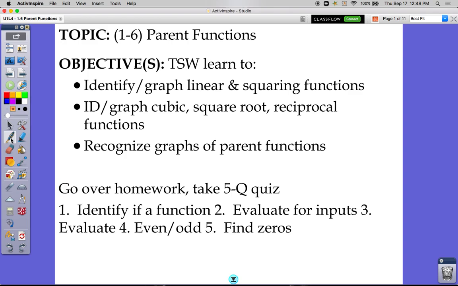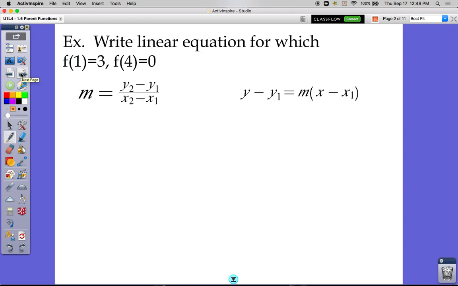We are going to be able to recognize today, though, some of those graphs simply from the equations themselves, or be able to actually produce those graphs given their equations. The first thing we need to start off with is just having the simple ability to write a linear equation given some values. For example, in this one here, we are given that f of 1 is equal to 3, and we're given that f of 4 is equal to 0. And so we have to write a linear equation.